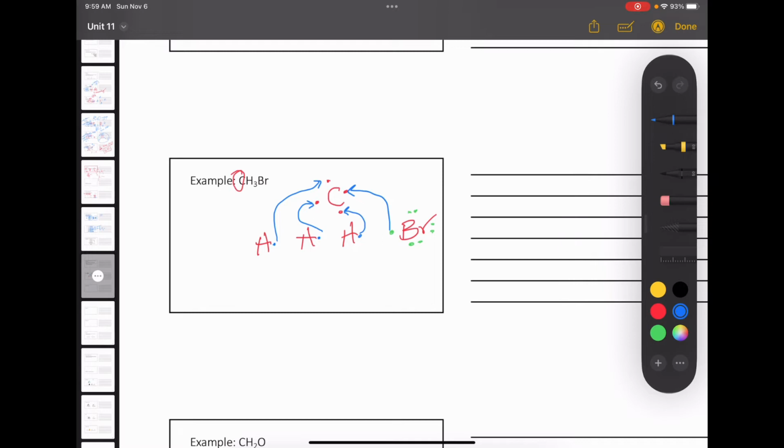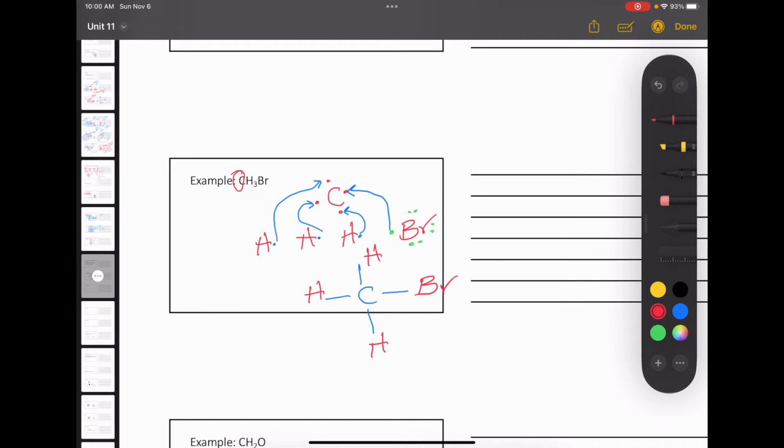So what we need to do is replace all these spaghetti lines with straight lines, correct? So what we do is we have the carbon and make it look more legible. We have 1, 2, 3, 4. I have 3 hydrogens, 1, 2, 3, and I have the bromine.